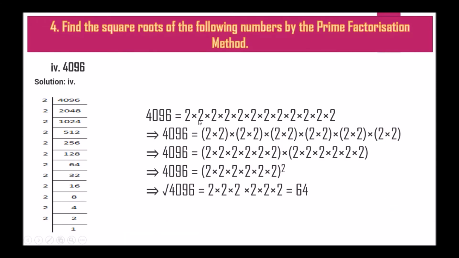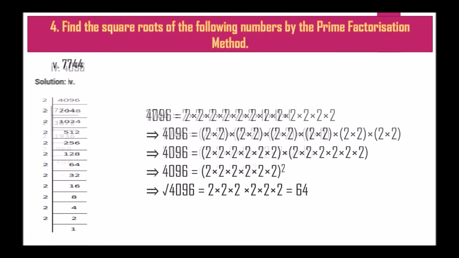4096 can be written as 2 into 2 into 2 into 2 into 2 into 2 into 2 into 2 into 2 into 2 into 2 into 2. If we remove the squares we will get 2 into 2 is 4, 4 into 2 is 8, 8 into 2 is 16, 16 into 2 is 32, 32 into 2 is 64.